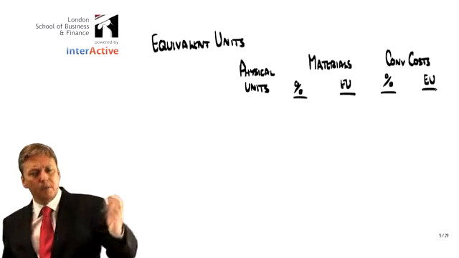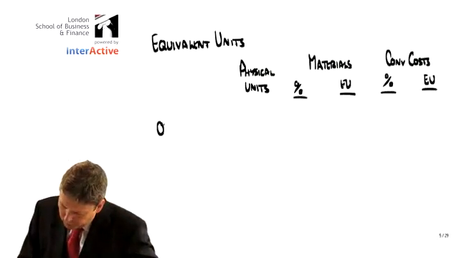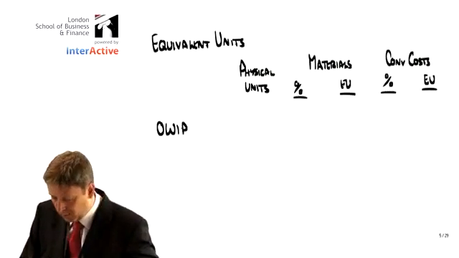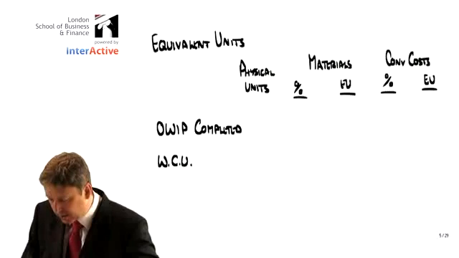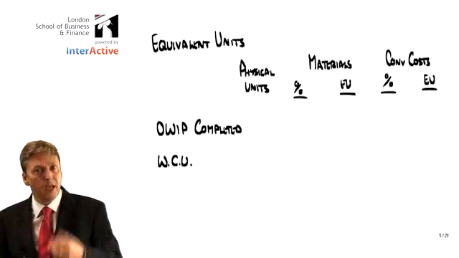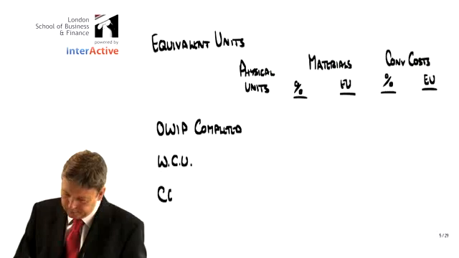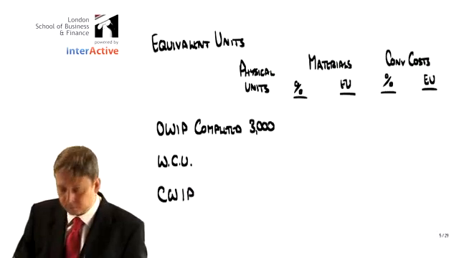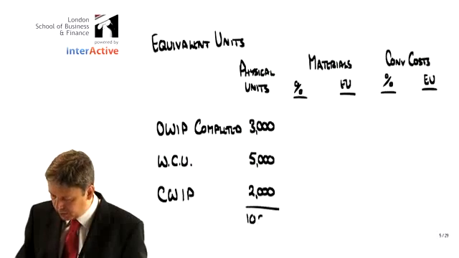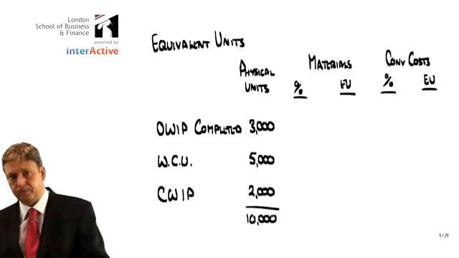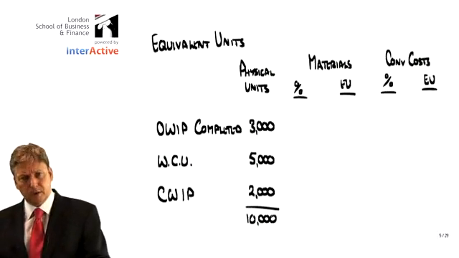So, remember we have the inputs already. We know that we have opening work in progress completed. Then we have our wholly completed units. Those units both started and finished during the period. And finally, we have CWIP. The numbers: 3,000, 5,000 and 2,000. If you wish, you can total. I don't think it really matters. So we've got the number of physical units.